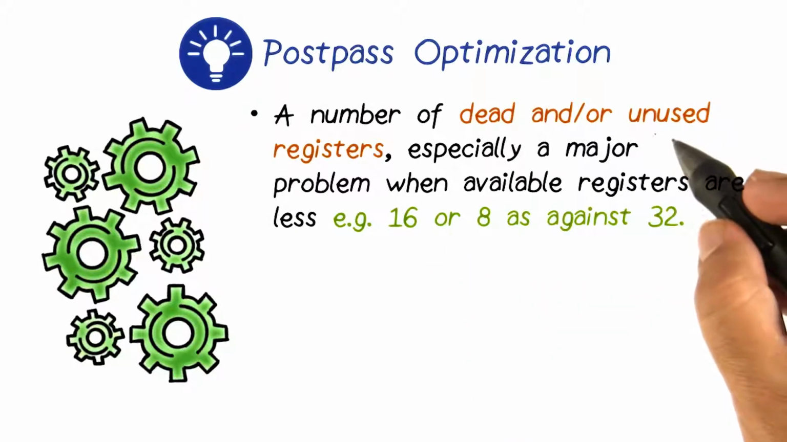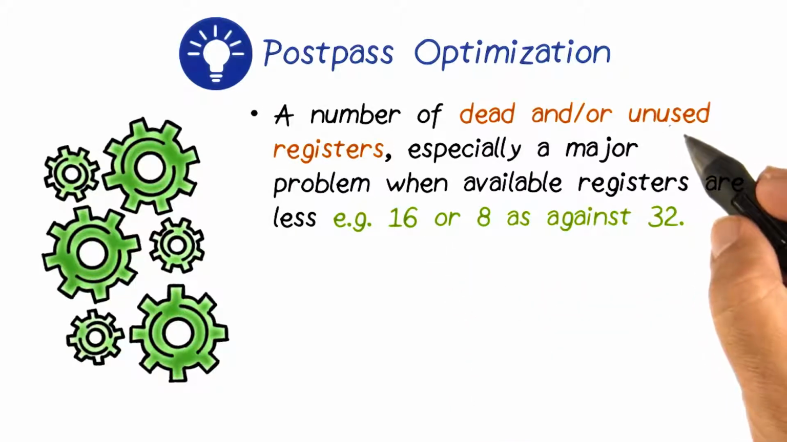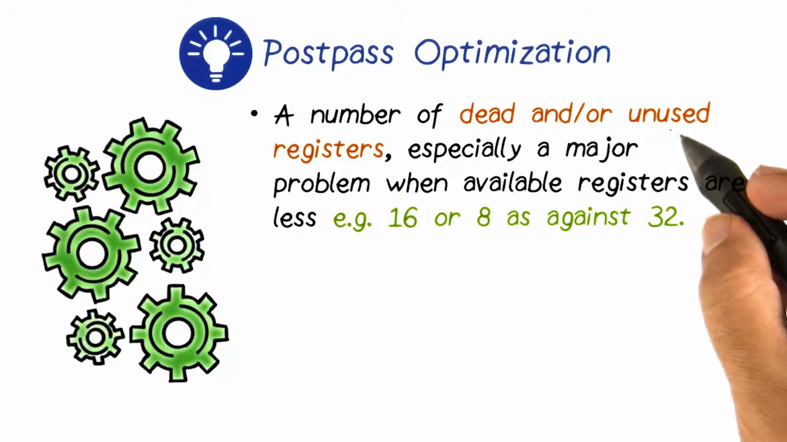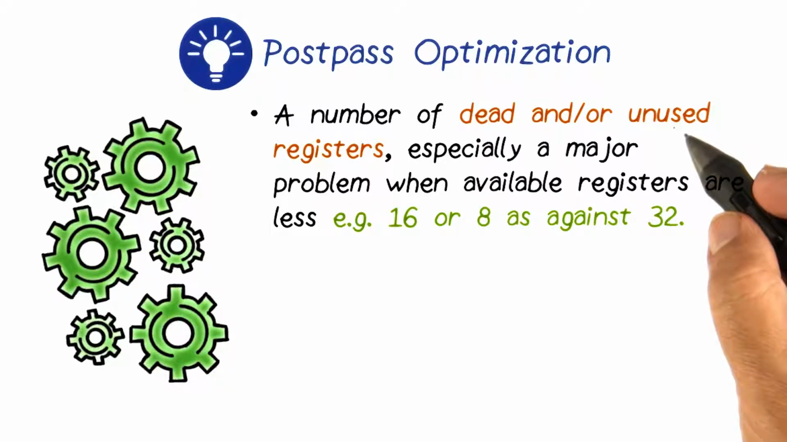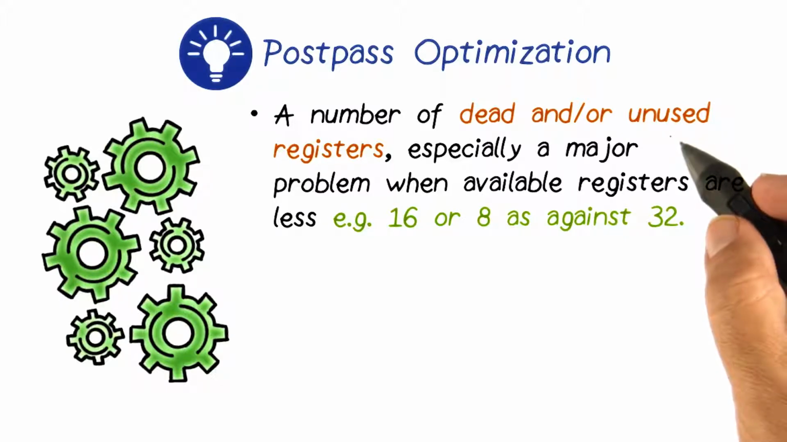So here is the problem. Because we use heuristics, or because of the inherent way the code is there in terms of live ranges and so on, a number of dead and or unused registers could be still available, and we want to be able to use these registers to do something useful, putting some part of live ranges in them. This is especially true when the number of registers available is small, such as 16 or 8 as against 32, because such a sparsity of registers leaves a lot of dead ranges in place.